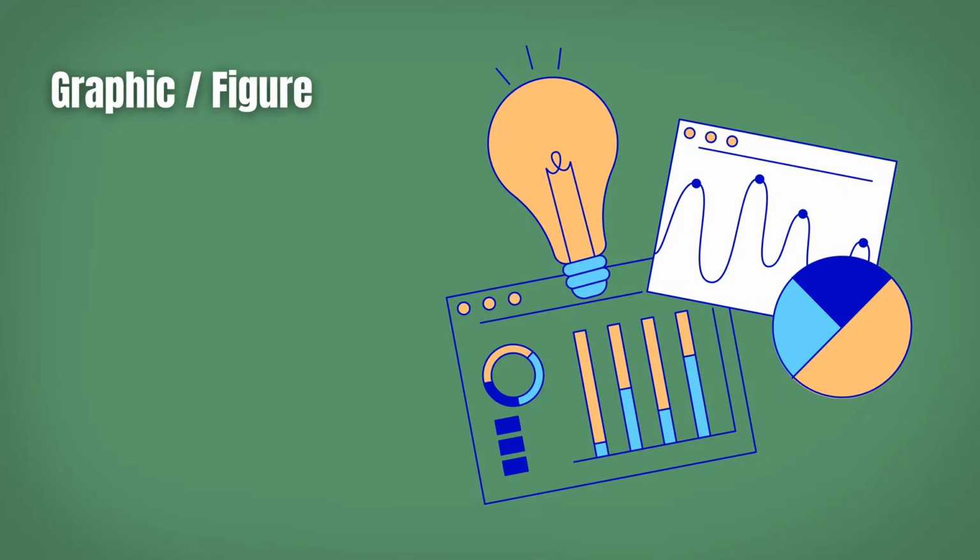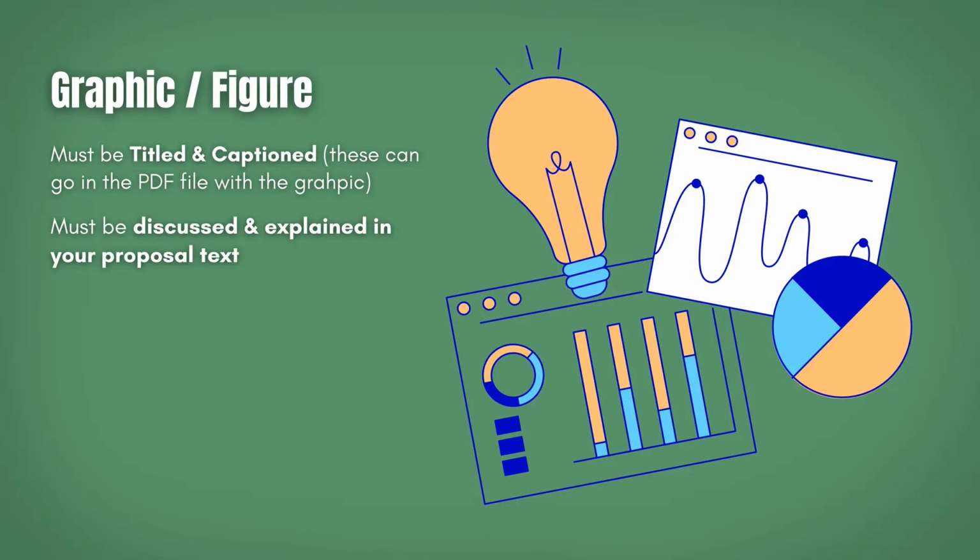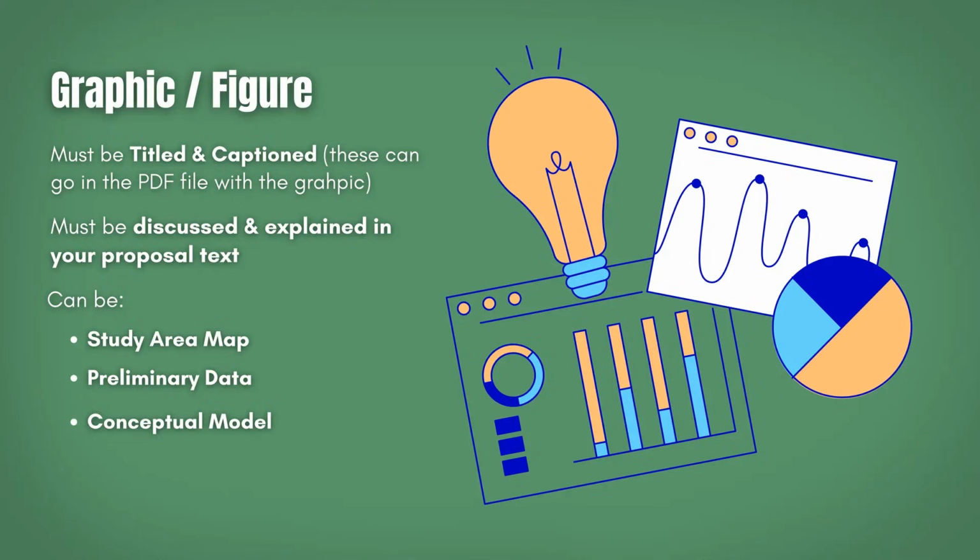And speaking of that figure or graphic, let's talk a little bit more about that now. Your graphic or figure should be titled, captioned, explained, and referenced in your proposal text. You can include both the title and the caption in the same PDF as your graphic. And this graphic can be a study area map. It could be preliminary data, whether it be just a preliminary graph or maybe a full-fledged figure that you've already created. It can be a conceptual model. It can be a methods workflow. Really, it can be anything as long as it helps visualize and support what you're saying in your proposal.